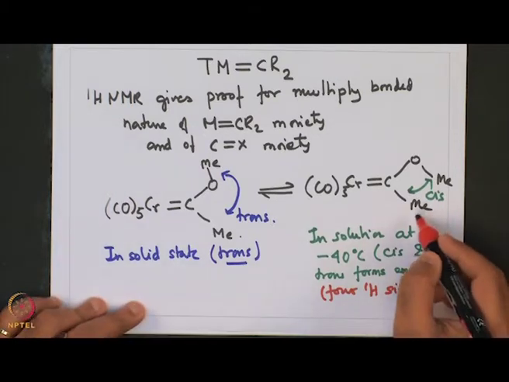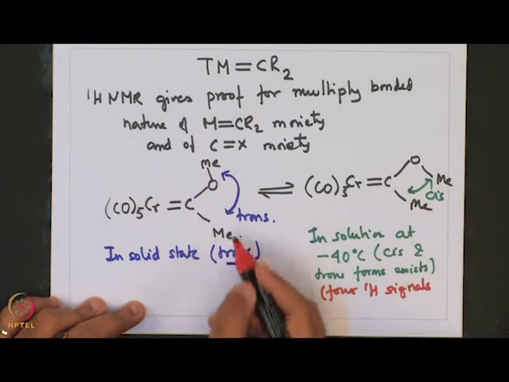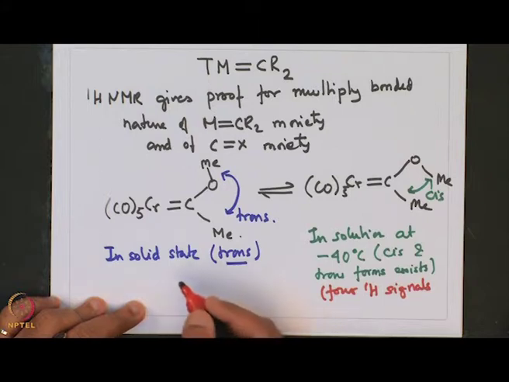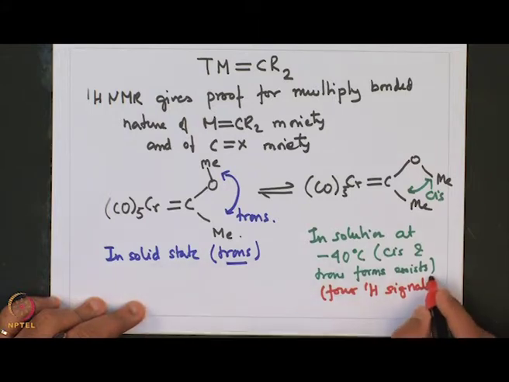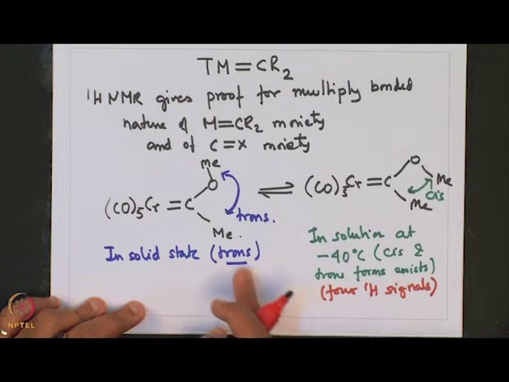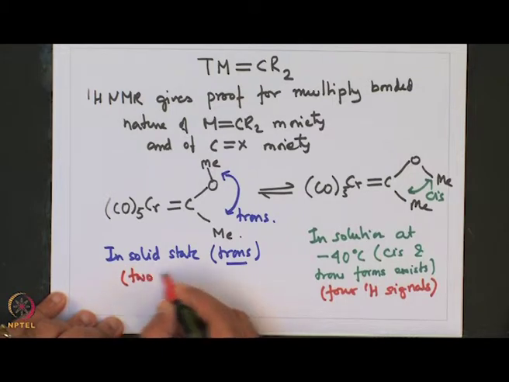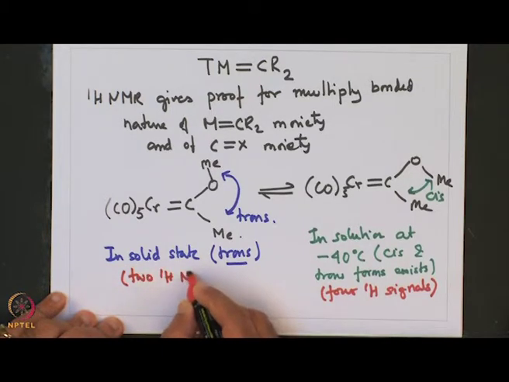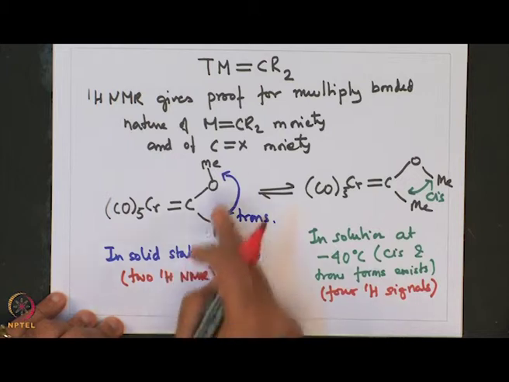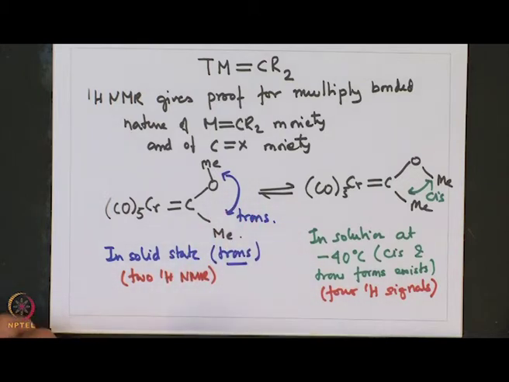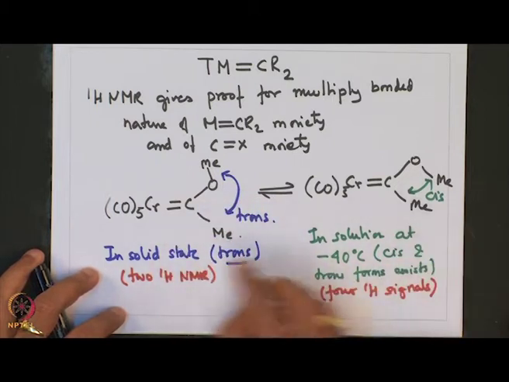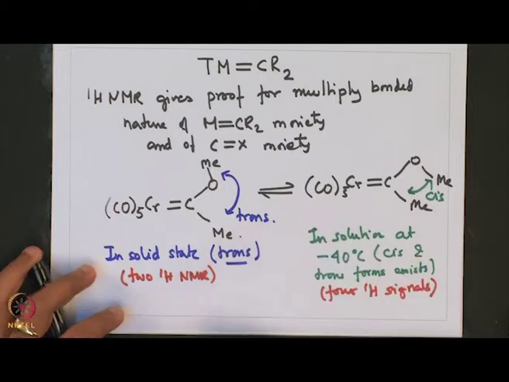Two from the cis form and 2 from the trans form, whereas in the solid state where only the trans form exists, that would exhibit only 2 proton NMR signals if one were to record NMR of it, but in solution they sort of interchange between cis and trans.